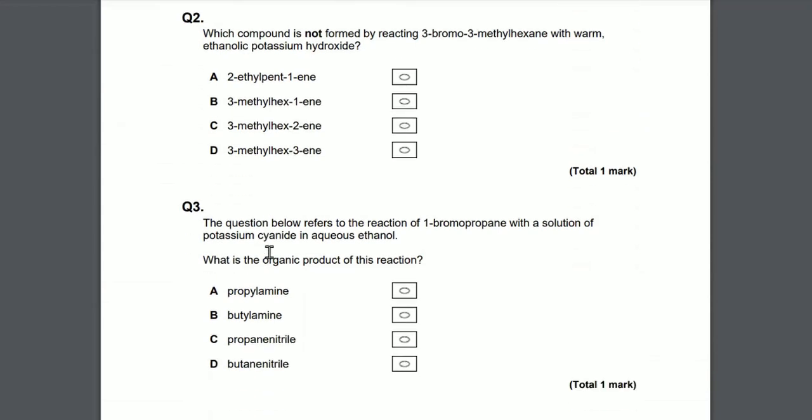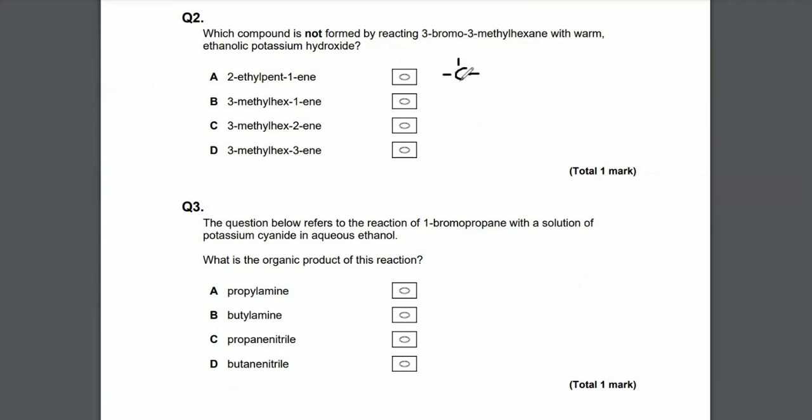Okay, moving on, we've got some multiple choice questions here. That was the end of question 1. Let's get into question 2. Which compound is not formed by reacting 3-bromo-3-methylhexane with warm ethanolic potassium hydroxide? This is where you've got to know your mechanisms for organic chemistry.